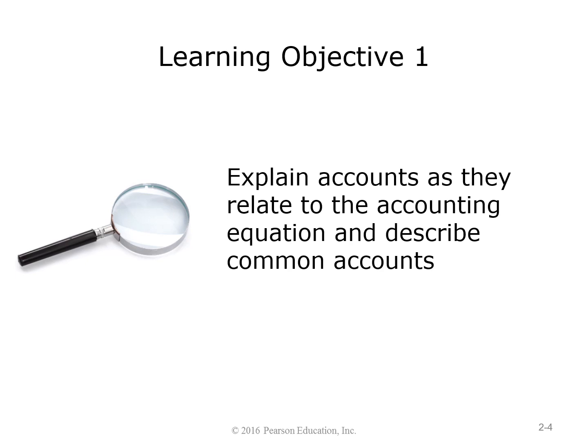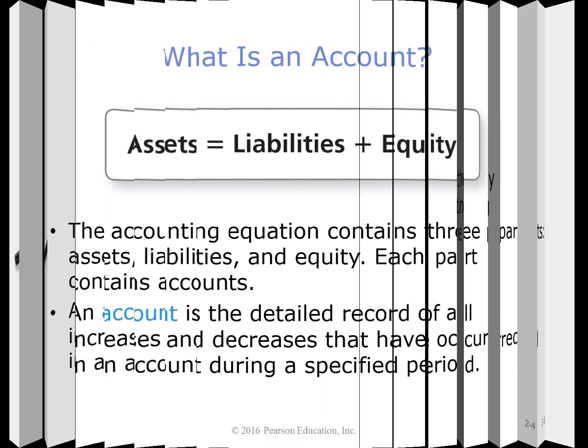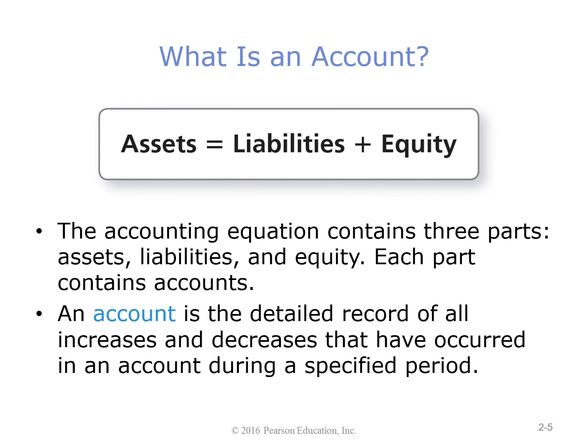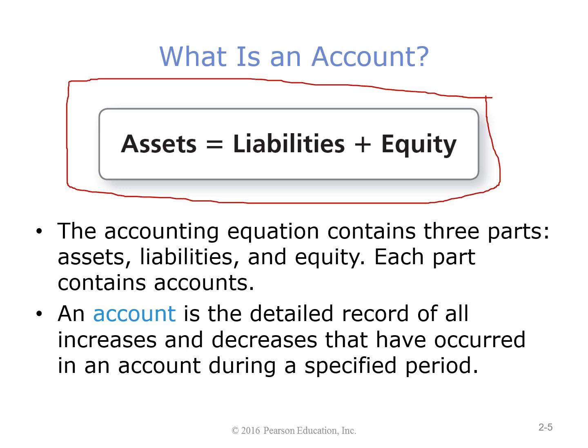First learning objective: what do we mean by an account and how does it relate to the equation? First, we have to remind ourselves of the accounting equation that we discussed in chapter 1. The equation says assets equal liabilities plus equity. We defined in chapter 1 what we mean by assets, liabilities, and equity, and what the most common accounts inside each of these categories are.